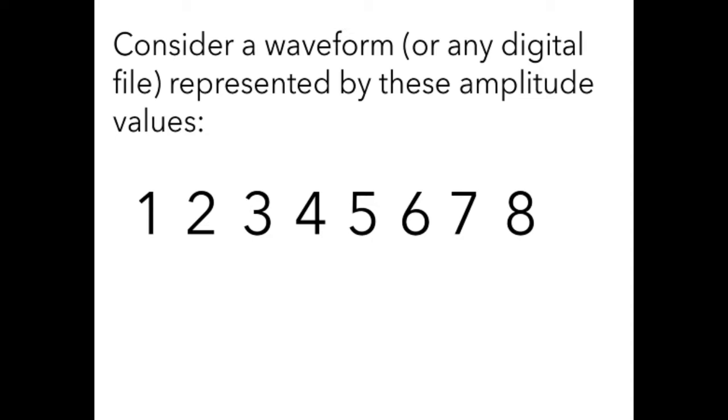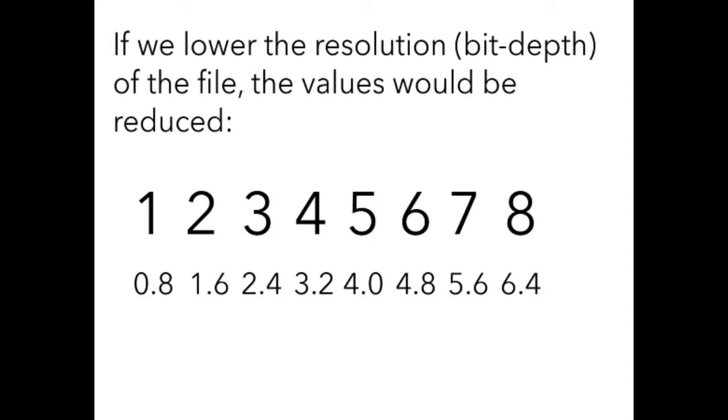Here we have 8 samples that have different values: 1, 2, 3, 4, 5, 6, 7, 8. If we were to take this file, let's say it's in 24 bits, and downsample it to 16 bits, some of the information will be lost. The actual resolution of the file, the bit depth, is reduced, and some information has been truncated.